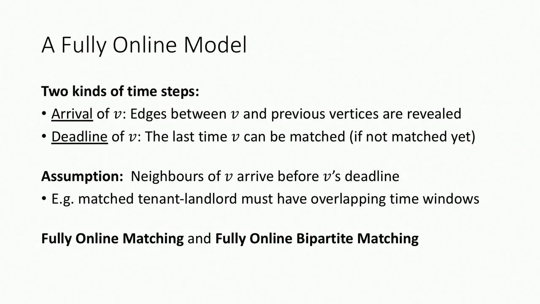Okay. So to recap, this is the fully online model, and we call it fully online matching. In case the underlying graph is a bipartite graph, we call it fully online bipartite matching. Fully simply to make a distinction with the old model, which essentially has one side of the vertices given upfront. Okay, so now we have a new model.